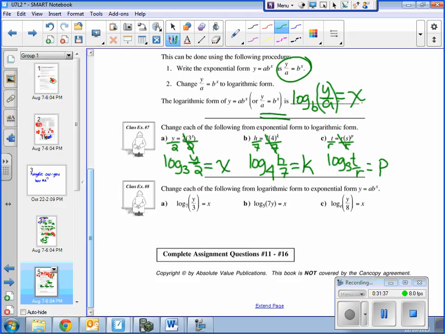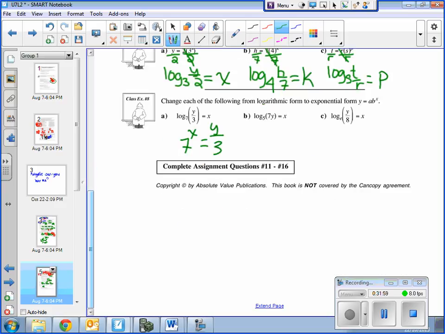Okay, so now let's go the opposite way, except we're going to have to multiply by the a. What's my base? 7. What's my exponent? Equals y over 3. So can I isolate my y? Times by 3. Multiply both sides by 3. So this actually goes to 3 times 7 to the x equals y. You see what I did there? All right, so multiply both sides by 3.